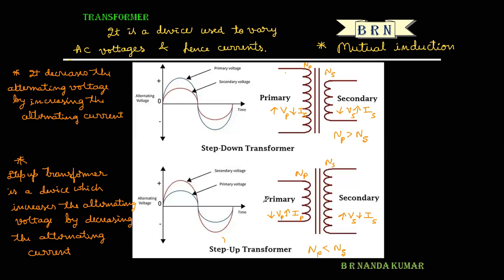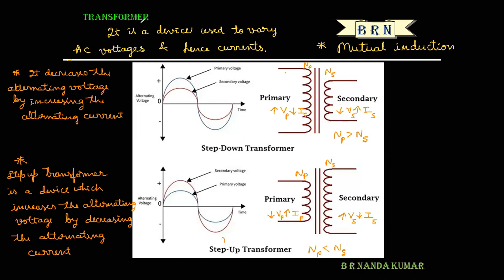Okay, step up transformer: it increases the alternating voltage by decreasing the alternating current. Step down transformer: it decreases the alternating voltage by increasing the alternating current. So these statements are very important.